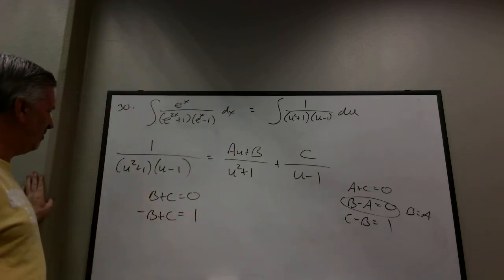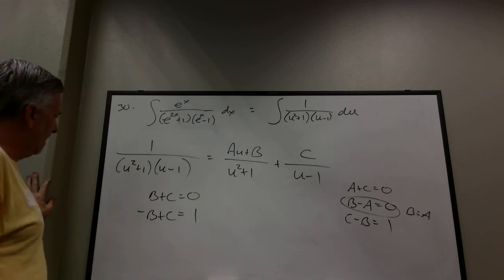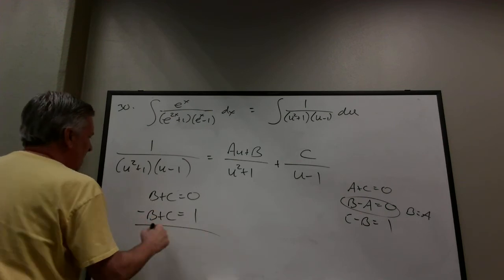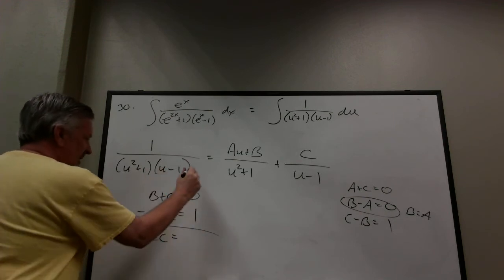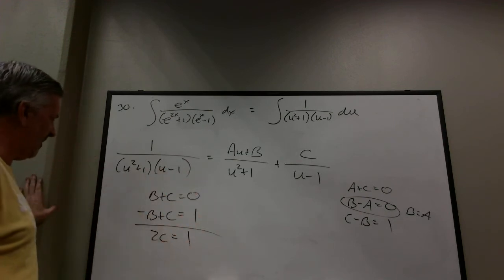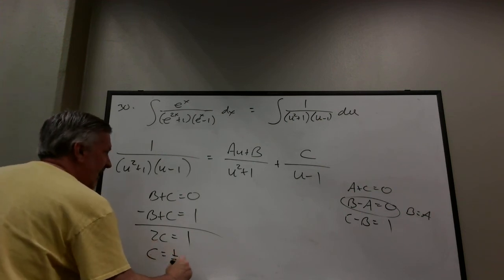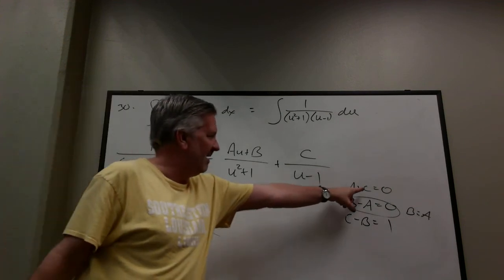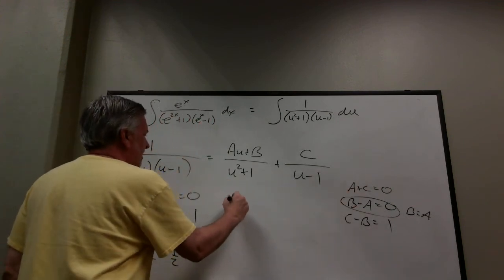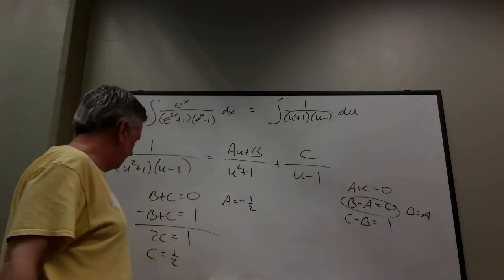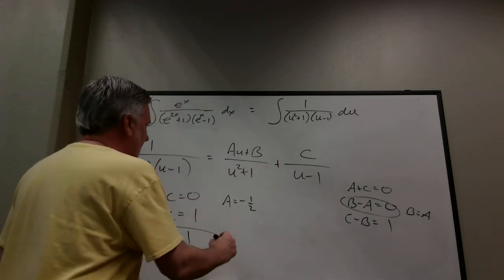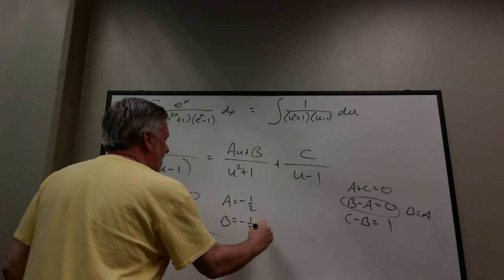So now I have two equations and two variables. Let's solve. If this equals this and this equals that, that sum is that sum. If I add, I get 2c equals 1, because the b's drop out. So c is 1/2. Well, if c is a half and a plus c is 0, it looks like a is minus 1/2, because a plus c has to be 0, and b is the same thing as a. Okay, so there we go.